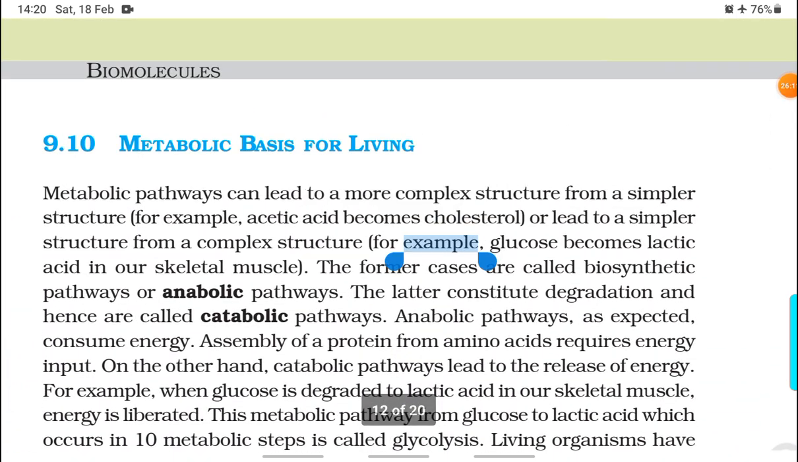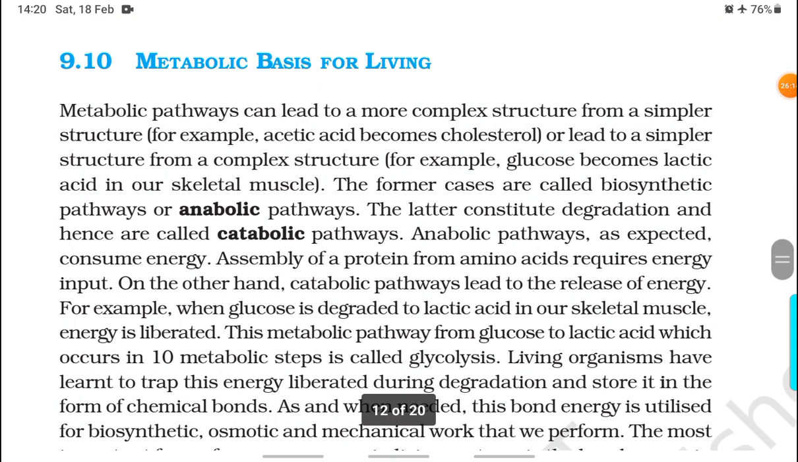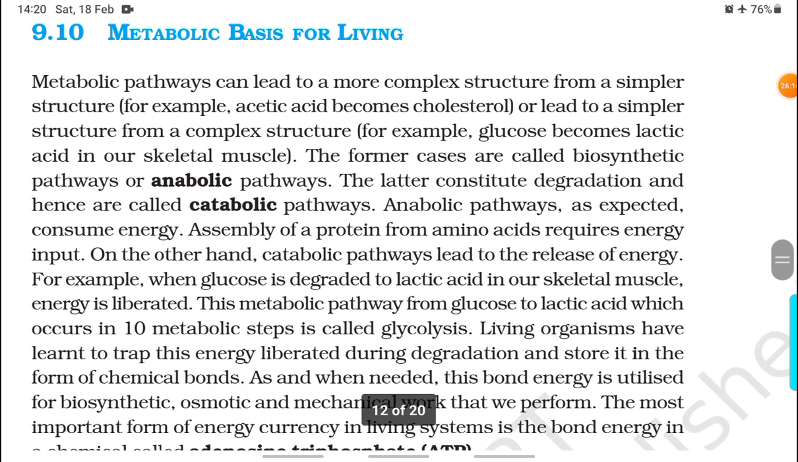Metabolic basis for living. Metabolic pathways can lead to a more complex structure from a simpler structure, for example, acetic acid becomes cholesterol, or lead to a simpler structure from a complex structure, for example, glucose becomes lactic acid in our skeletal muscle. The former cases are called biosynthetic pathways or anabolic pathways. The latter constitute degradation and hence are called catabolic pathways.